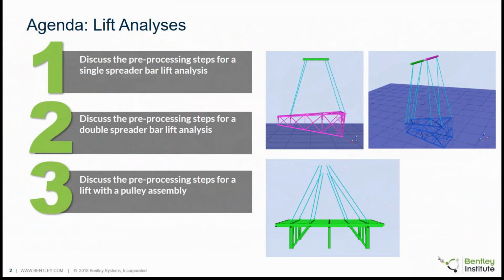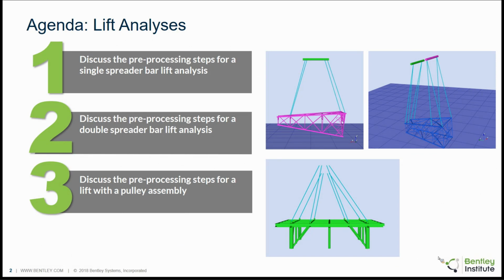So without spending any more time, we can look at the agenda. Today's meeting is divided in 3 parts, where we will discuss 3 semi-automated methods to set up a lift analysis. In the first model, we're going to discuss the pre-processing steps in the analysis workflow for a single spreader bar lift analysis. And we will also see how easy it is to add additional slings in our model.